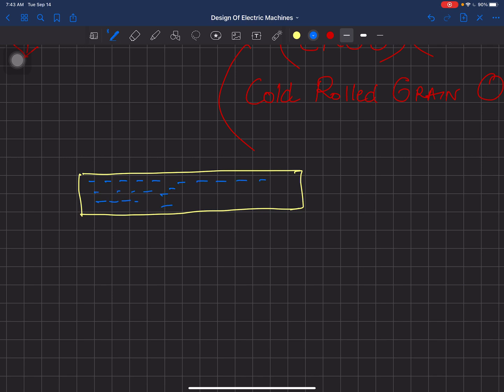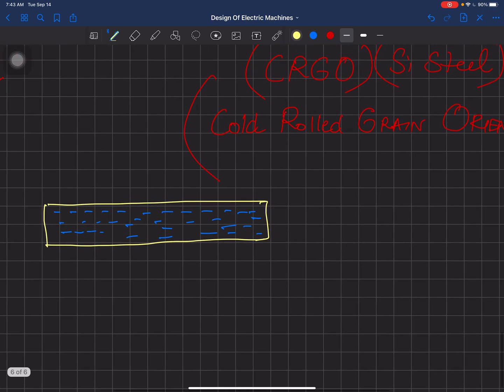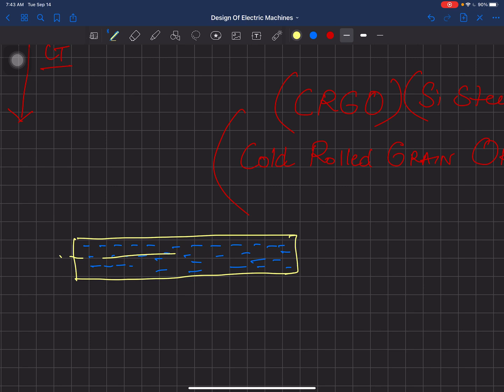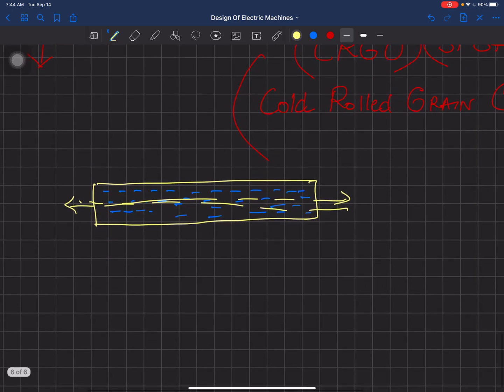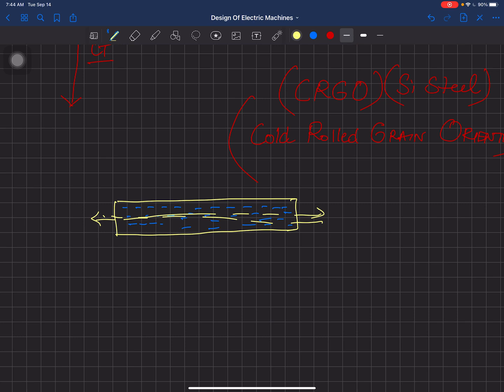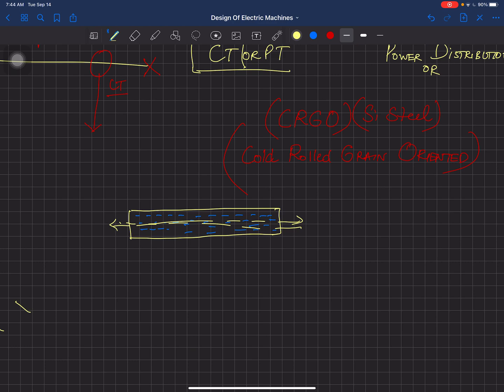Because the flux, when it is going to move, is going to move in one certain direction. Either it is going to move in this direction, or it is going to move in this direction. It's not going to move trajectory. So when the domains are aligned, the silicon inside the material is going to be aligned in some certain direction, and you're going to have less eddy currents or less hysteresis losses. Over here, hysteresis losses are going to be controlled. So the material is very much important.